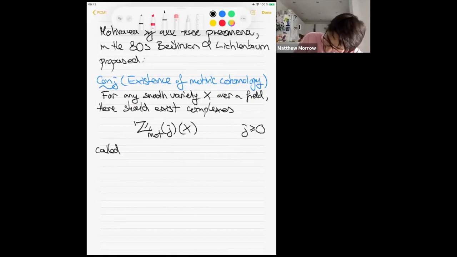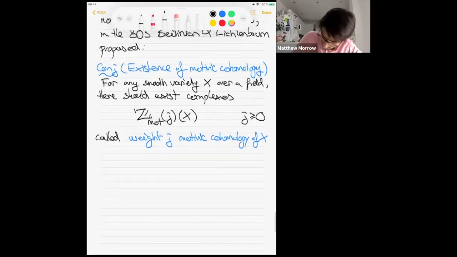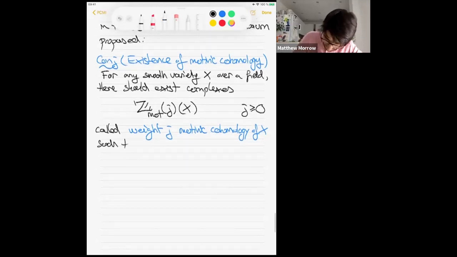So as I say, this is weight j motivic cohomology of X, with a whole bunch of properties, it's not so interesting otherwise. So let's start looking: what do we expect? Well, the most fundamental one that I really care about is the relation to K theory.